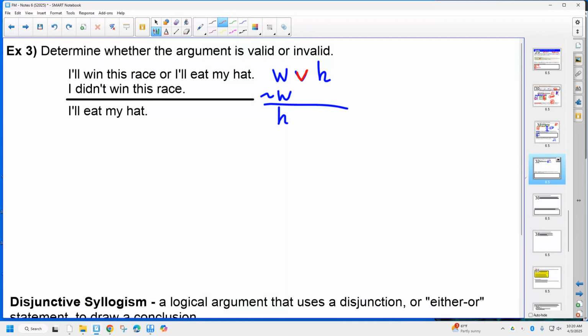Oh, I said not H, I meant not W. When this says not W, doesn't that mean that H is going to have to be true? In order for this to be true and this to be true, in order for both of these to be true, then H is going to have to be true. So this feels like it's going to be valid to me.